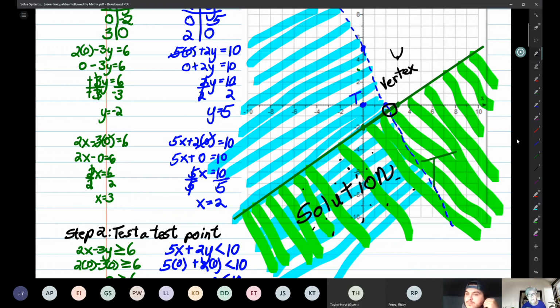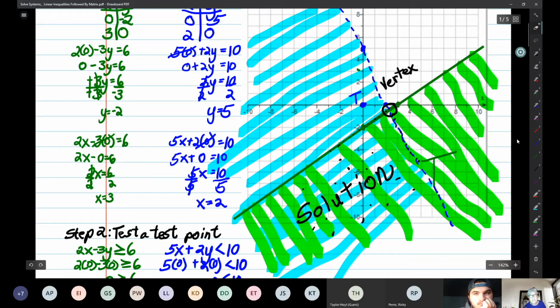Vert, V-E-R-T, is a prefix or a suffix from Latin that means to turn around. So think of all the words you know with V-E-R-T in them. Somewhere in there it's talking about turning around. Well, here, notice how if you were a little ant crawling along here, you would have to turn around at that point if you wanted to go down. So it's the turnaround point in both of these places.